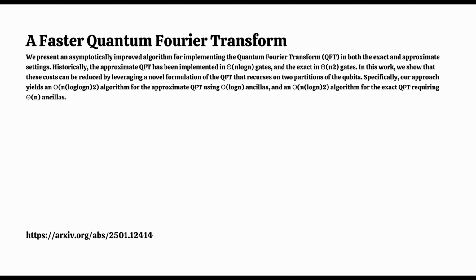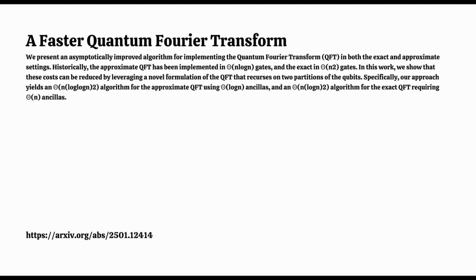So let's dig into the actual resource requirements of Shor's algorithms. You mentioned gate complexity and ancilla usage before. Can you elaborate on those a bit more specifically for both the exact and approximate QFT algorithms? So the exact QFT algorithm that Shor proposes achieves a gate complexity of n log n squared, which is a pretty significant improvement over the traditional n squared complexity. However, it does require n log n qubits.